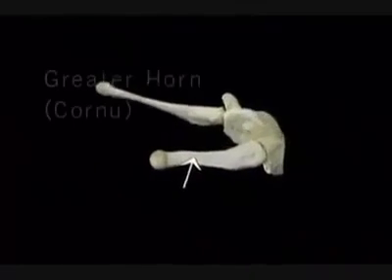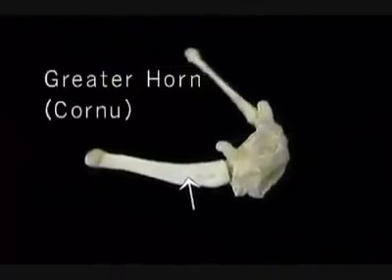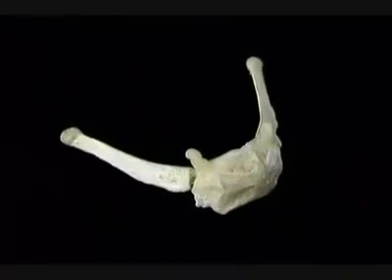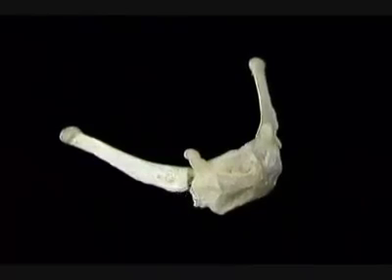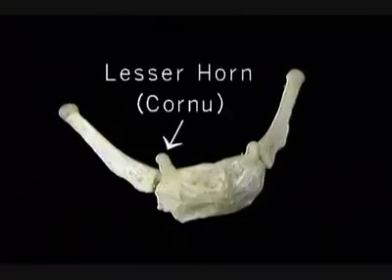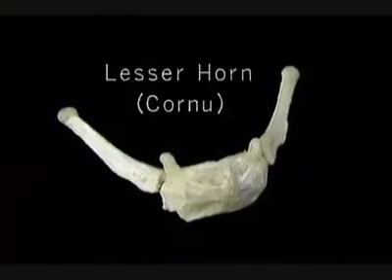On each side, this long, slender part of the hyoid bone is the greater horn, or greater cornu. The greater horn is attached to the body by a small synovial joint, which gives it a little mobility. This small projection is the lesser horn, or lesser cornu.